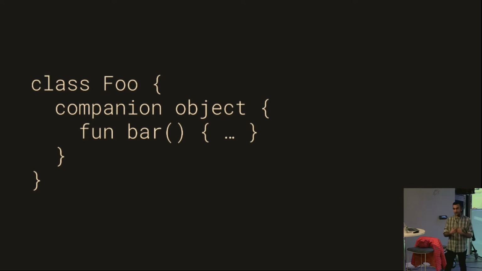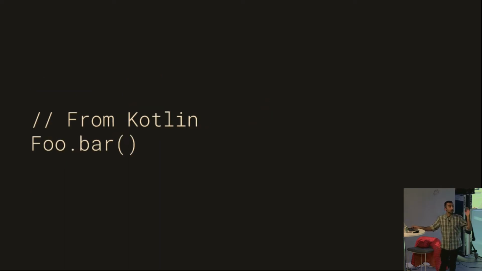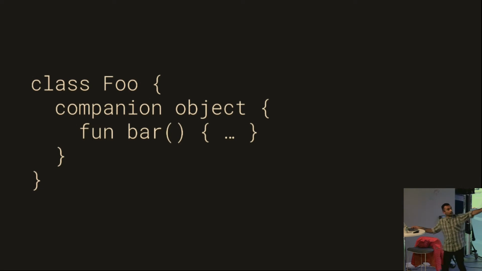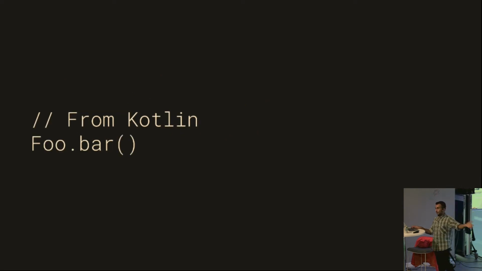So a companion object is an object that's associated with a class, and there's always a singleton. There's only one of them, and it just always exists. You can access it in Kotlin in the same way that you would access a static function. So here we've got our companion object, which has a function inside it called bar. To call it, we just call foo.bar, as you would expect if it was a static function.